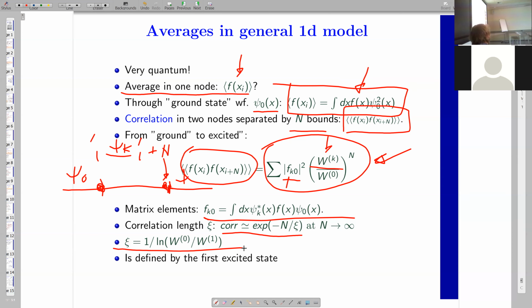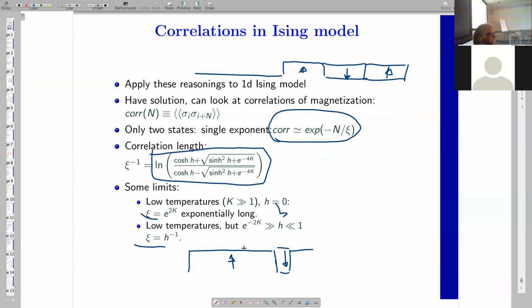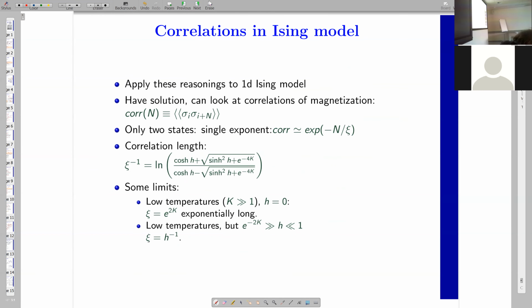That was just for fun to see how deep these quantum analogies are in completely classical statistics. Right, that was correlations in the Ising model. I put it because we can obtain that readily. We have already computed the eigenvalues, so we can write down the expression very quickly.